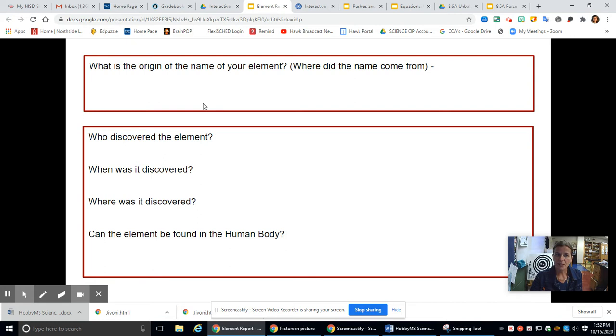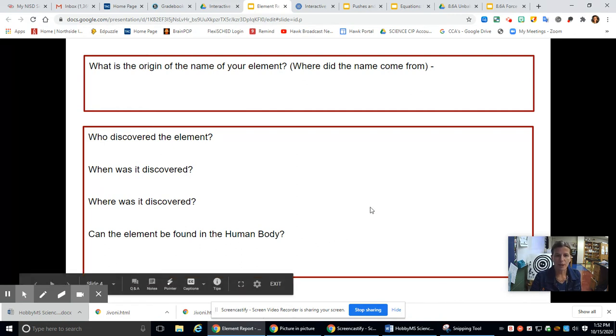Then you're going to do a little more research. You can use the internet. I want to know, what is the origin of the name of your element? Where did the name come from? Who discovered the element? When was it discovered? Where was it discovered? Can the element be found in the human body?